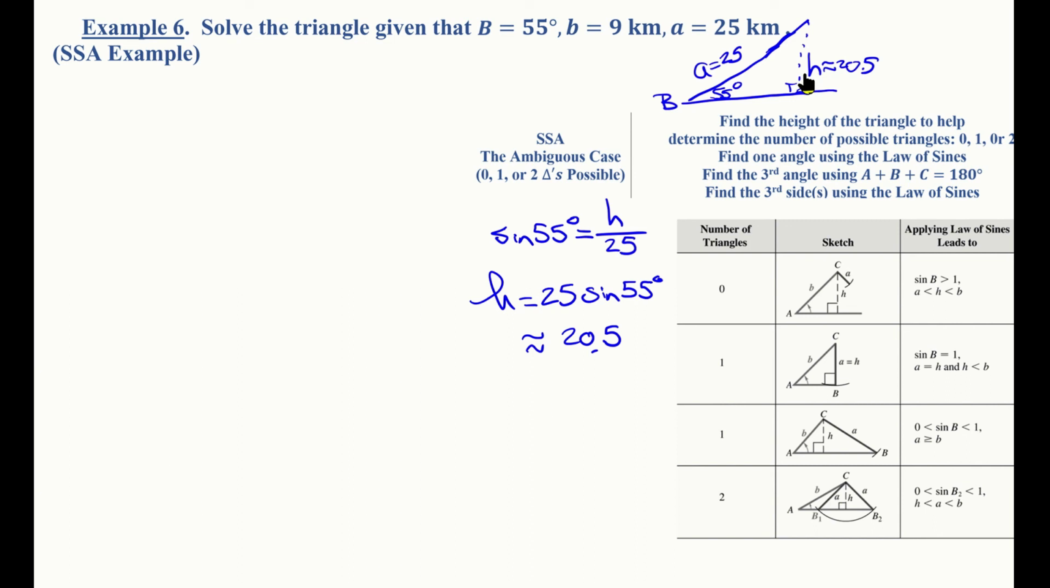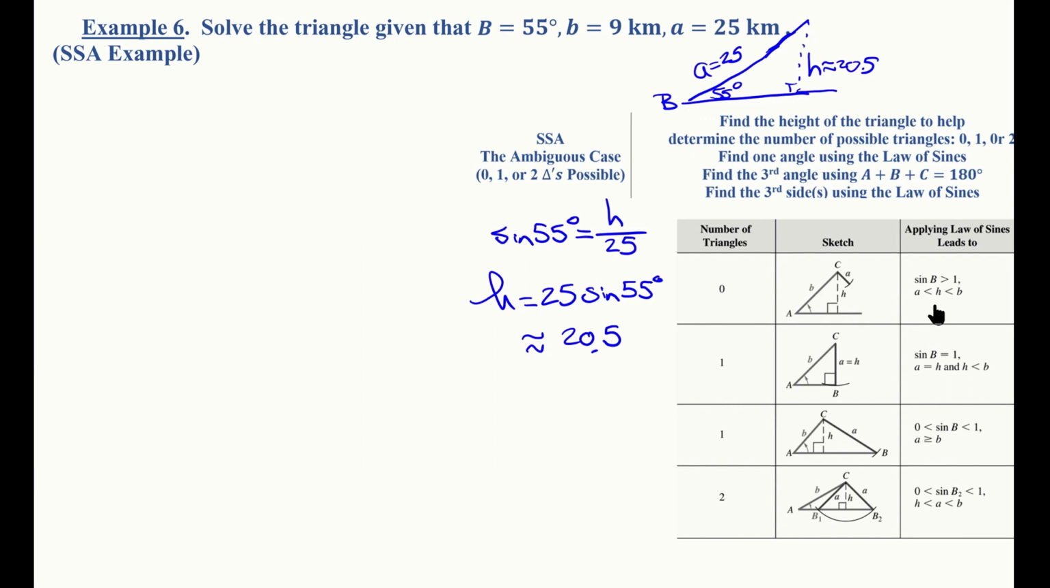So notice that the side opposite angle B is supposed to be 9. So that means there's no way, because the shortest possible distance between this vertex here and this side will be 20.5. So there's no way the 9 is going to make it. Okay, so this is the case where there is no possible triangle.